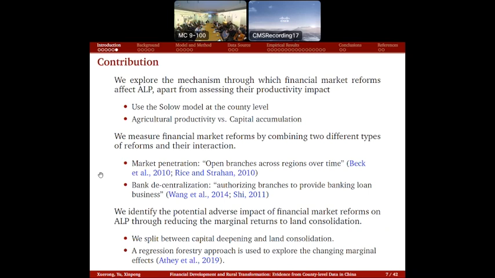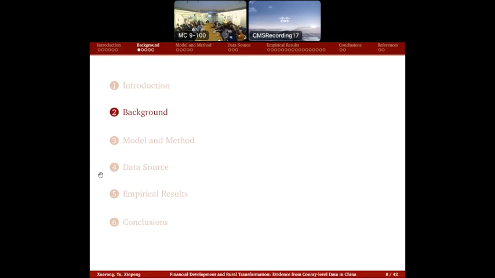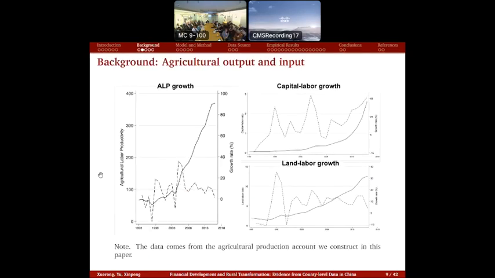Apart from this, we think our paper will contribute more to developing countries, since China is one of the largest developing countries in the world. So the financial reforms and rural transformation in China may also give some suggestions to other countries in the future.